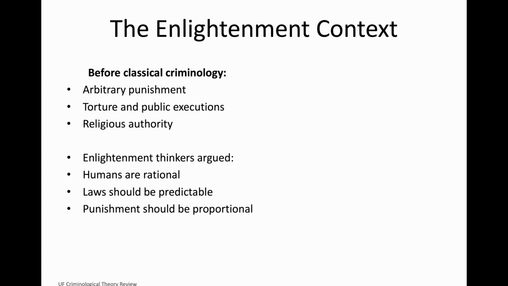So classical criminology is both a theory of crime and a theory of justice. It says that crime occurs because people make choices, but it also says that the state must constrain its own punishment. Punishment should be lawful, predictable, proportionate, and designed to prevent future crime. That is the classical foundation.